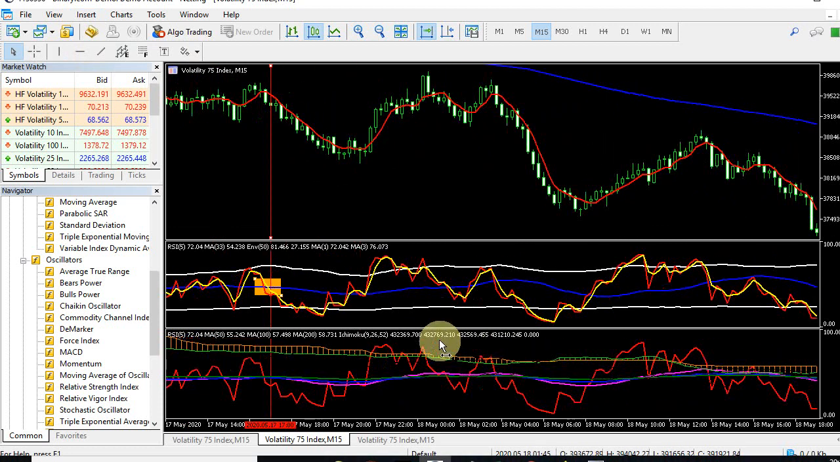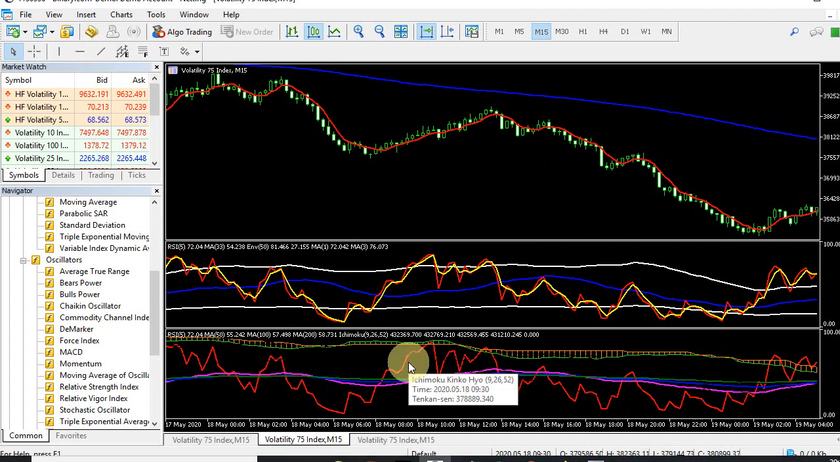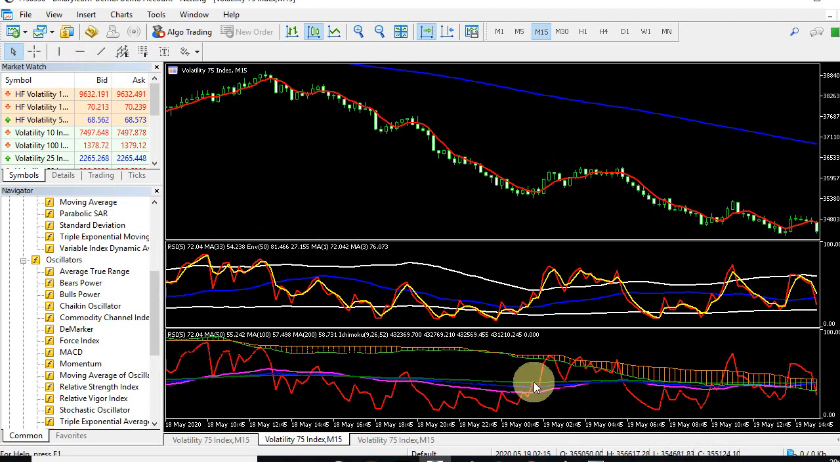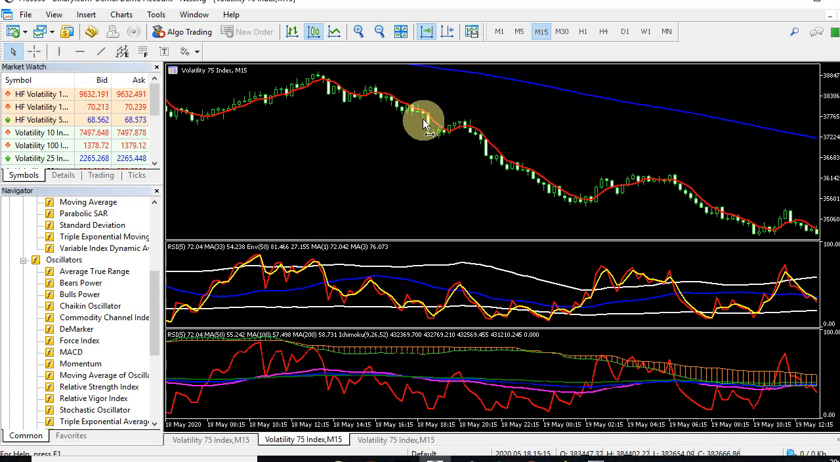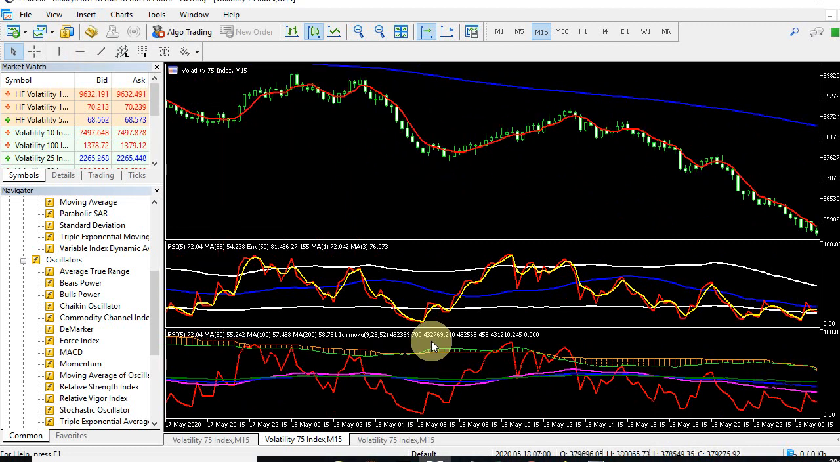Now let's look at indicator window 2. You have a relative strength index, which is the red line. You have moving averages, and you have your Ichimoku. So whenever you are in a bearish trend, like we have on the main chart, look for moments where the relative strength index line cross down completely below both the moving average and the Ichimoku, like you have here.